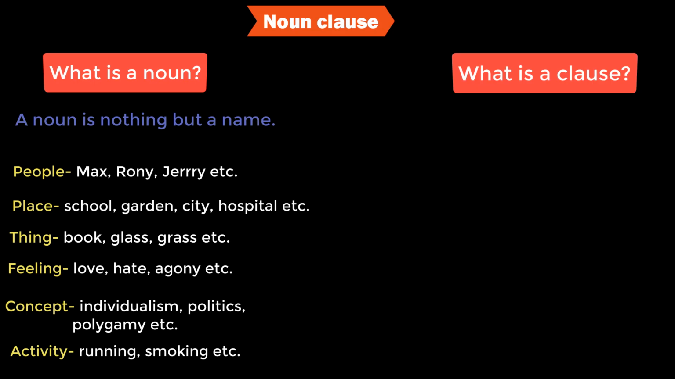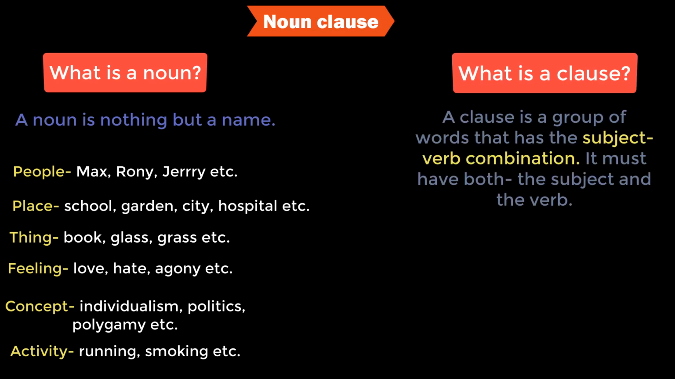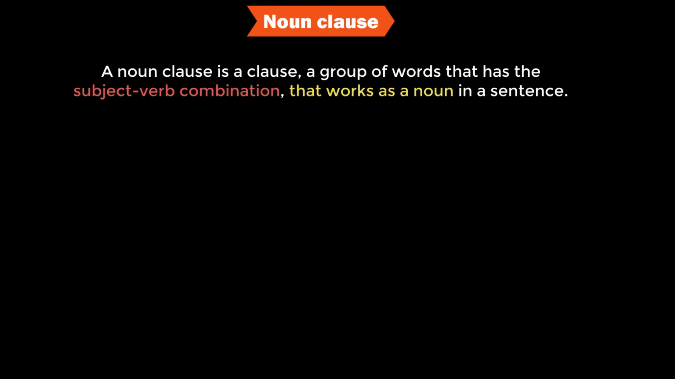Alright, and what is a clause? It's nothing but a group of words that has the subject verb combination. It means it has both the subject and the verb. Now let us understand what is a noun clause. A noun clause is a group of words that has the subject verb combination that acts as a noun in a sentence. This is what a noun clause is.